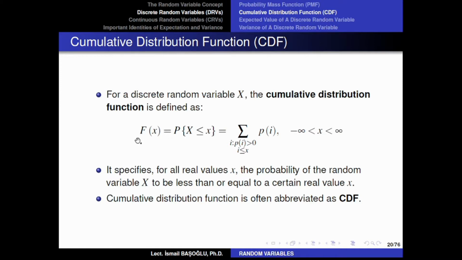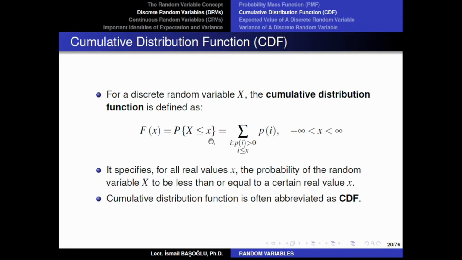First of all, a cumulative distribution function is represented with capital F of x. And this x here is again an arbitrary real number, just like in the probability mass function. And this capital F(x) represents the probability of our random variable to take values less than or equal to x.